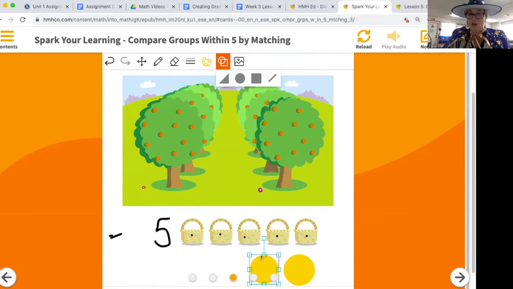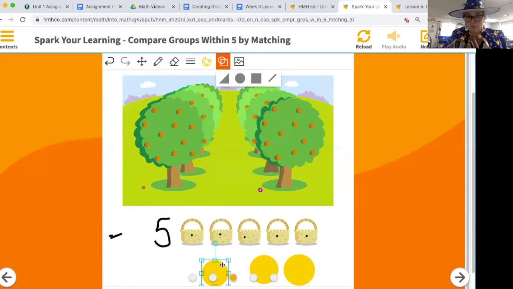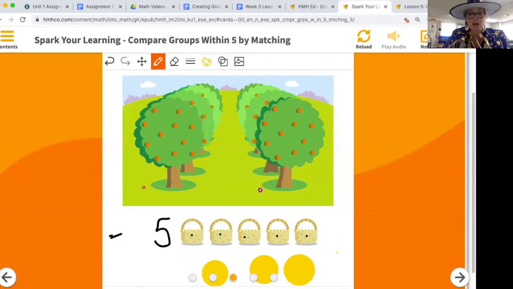I have 1, 2. Is that less than 5? What if I do another one? I could do 3. Is that less than 5? Well, let's match. Let's say I want to do 3. Let's match them to check. 1, 2, 3. Look, Andy has more baskets, so that works. Good job, math stars.